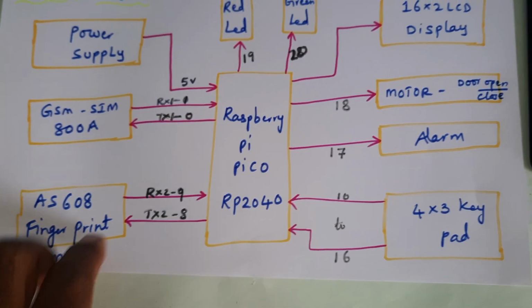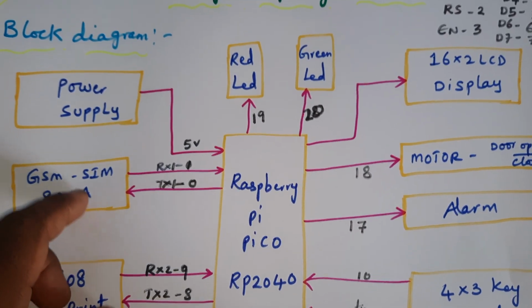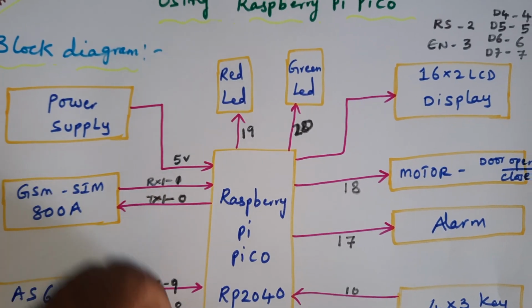The fingerprint module is connected to serial 2, pins 9 and 8, RX2 and TX2. The GSM is connected to TX0 and RX1. The red LED and green LED are on 19 and 20.